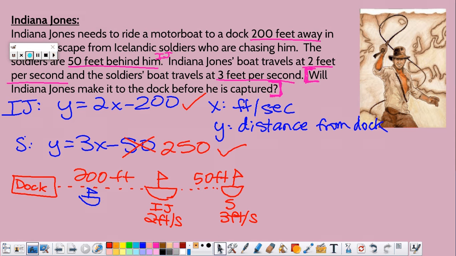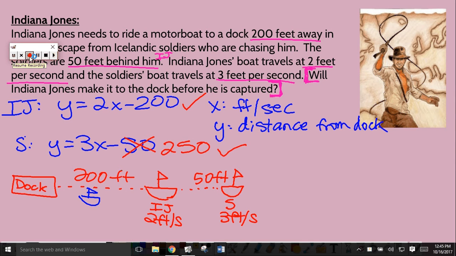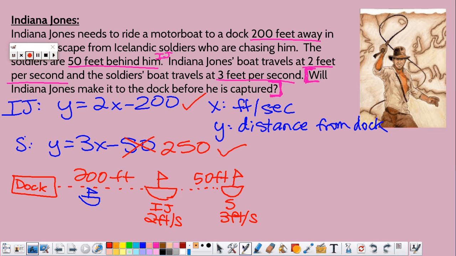Okay? Do both of these equations, y equals 2x minus 200 and y equals 3x minus 250, represent our picture drawn below with the red boat? Yes. Okay, so I'm going to circle these in this color. These are our equations. If you did not have these equations written down, I don't want you to erase your equations. I want you to cross through them and rewrite the new ones.